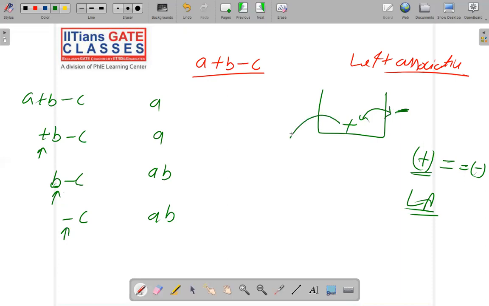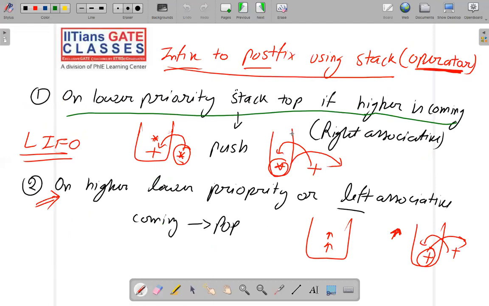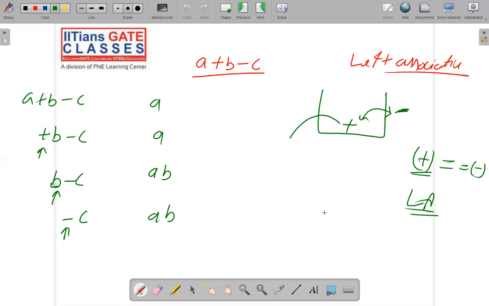Plus will be popped. See your rule here: in case of left associativity, when operators are coming up with the same priority, we are popping. So we are going to pop plus here. Now the stack is empty, and minus is here, so we push the minus here.